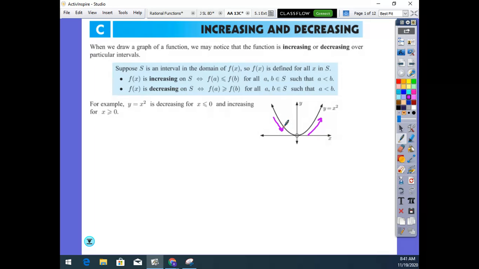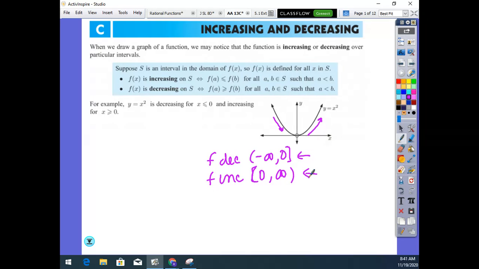We just say f is decreasing from negative infinity to 0. And we include with decreasing and increasing, f is increasing from 0 to infinity. So we're going to get a whole lot better at interval notation in this section because that's how we state where it's increasing and decreasing. If you're just looking at the f graph, you're just saying, where does it go down? Where does it go up?